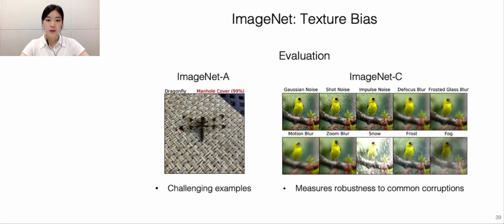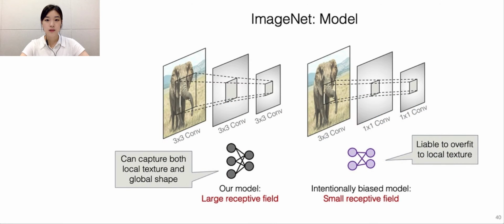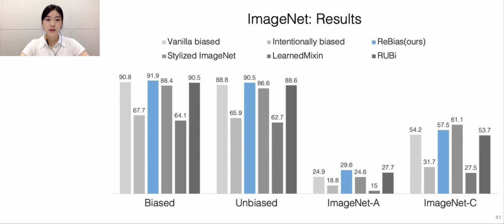We further evaluate our model on ImageNet-A, which has challenging examples, and on ImageNet-C, which measures robustness to common corruptions. For the models, we set our vanilla model as ResNet 18, which has a large receptive field, and we set our intentionally biased model by substituting some of the 3x3 kernels with 1x1. Therefore, it has a small receptive field and it's liable to overfit to local texture. And these are the results.